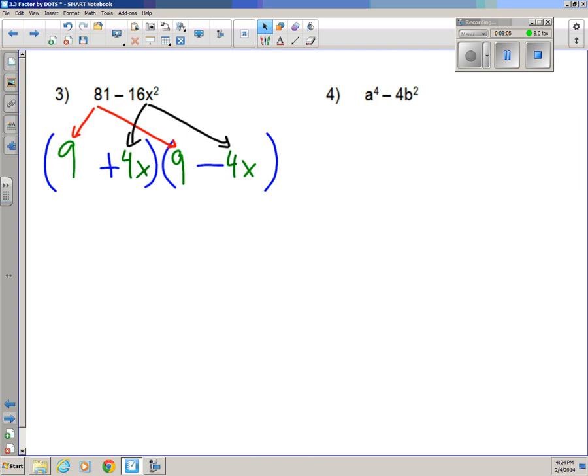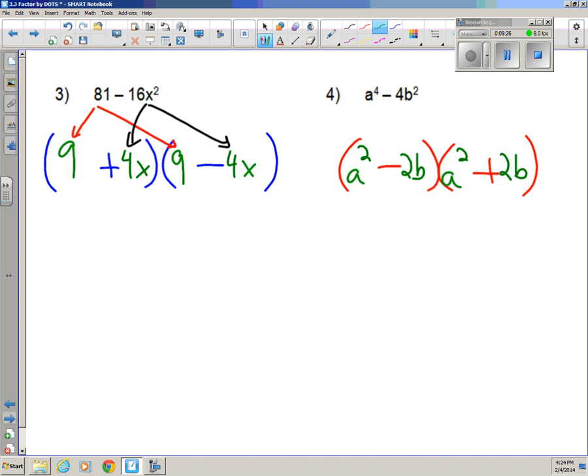All right, is number 4 a difference of two squares? And the answer should be absolutely. Because it's a difference of two squares, two parentheses, 1 plus, 1 minus. A to the 4th, cut the exponent in half, a squared. 4b squared, you're going to square root this one as well, 2b, 2b. Final answer.